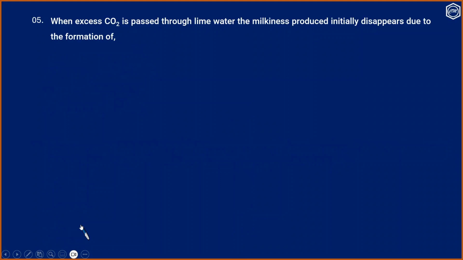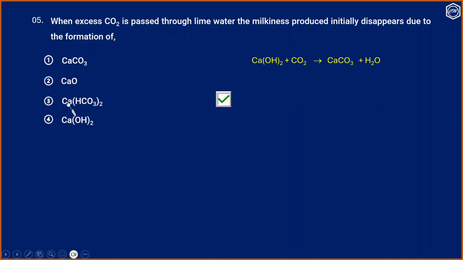Question number 5. When excess carbon dioxide is passed through lime water, the milkiness produced initially disappears due to the formation of calcium carbonate, calcium oxide, calcium hydrogen carbonate, calcium hydroxide. When excess carbon dioxide is passed through lime water, the milkiness disappears. And this is due to the formation of calcium hydrogen carbonate. So the third option is the correct answer.